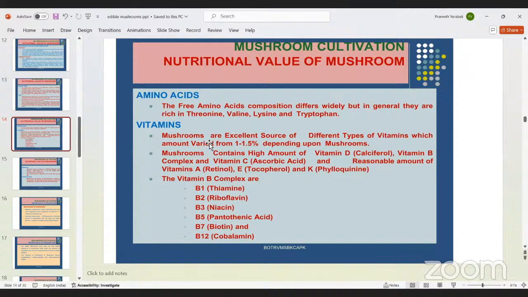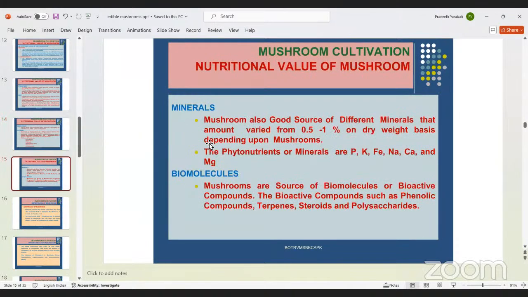Because of this, it is nutritionally important. Along with these vitamins, minerals are also present, like phosphorus, potassium, iron, sodium, calcium, and magnesium. Biomolecules like phenolic compounds, terpenes, steroids, and polysaccharides are also present in mushrooms.